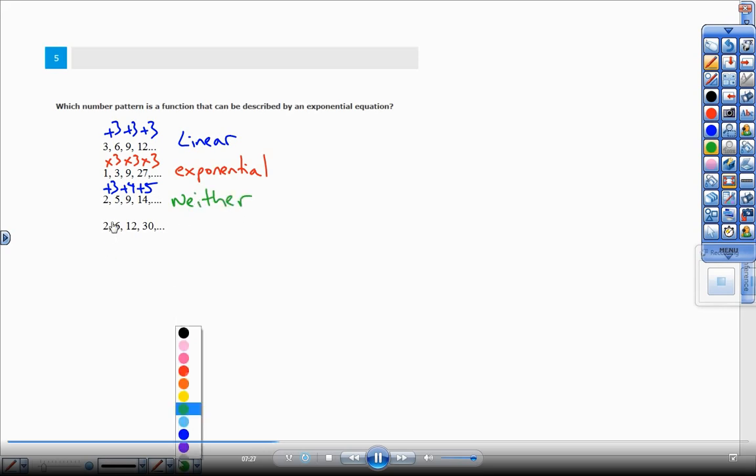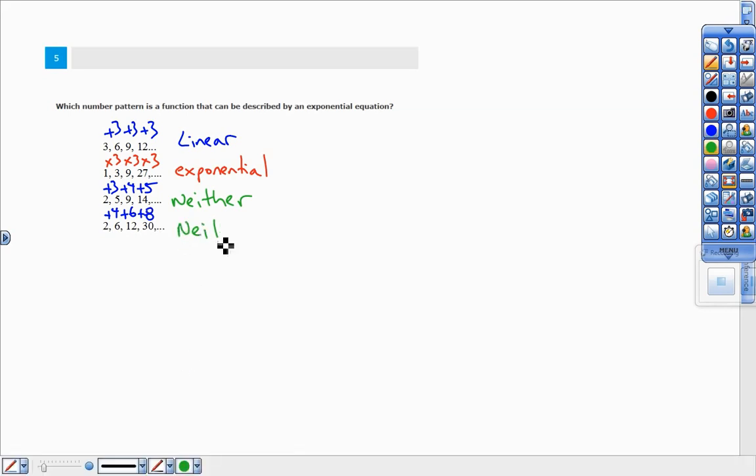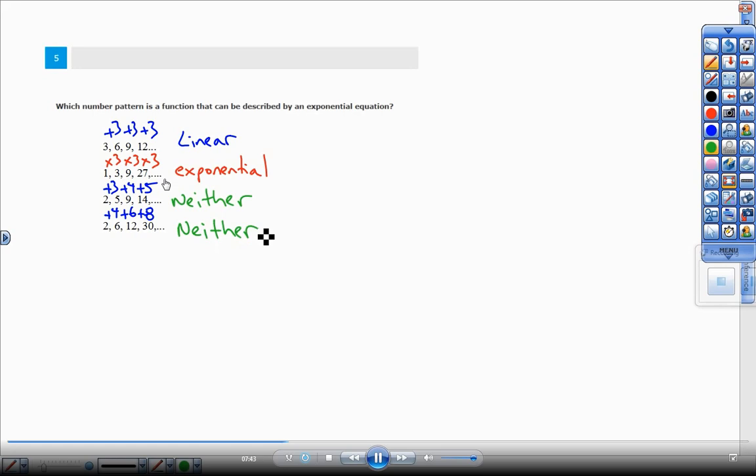And then this bottom one looks like you're timesing by 2, or adding 4, adding 6, adding 8. Another neither exponential or linear. So again, this is the exponential one I'm looking for, 1, 3, 9, 27.